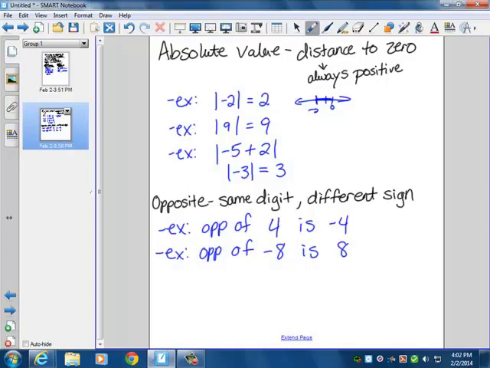So this is going to be actually like flipped around from where 0 is. So opposite of 1, 2, 3, 4, we would go the same distance from 0, but in the opposite direction.